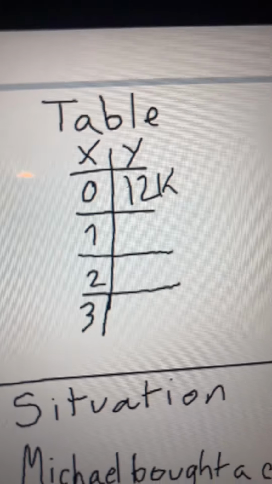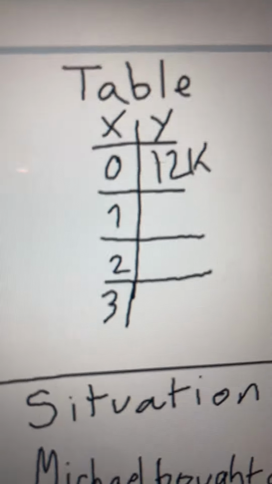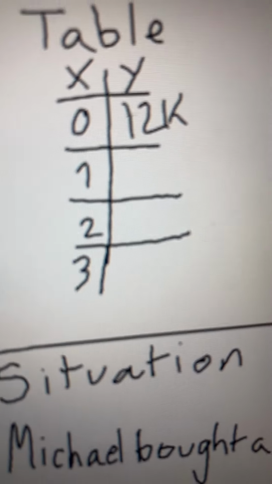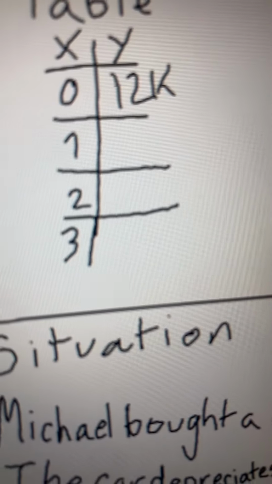And then you would have to use the growth or the decay to figure out what goes in the empty spaces. Once you're done with that, you will be able to figure out what the value would be.